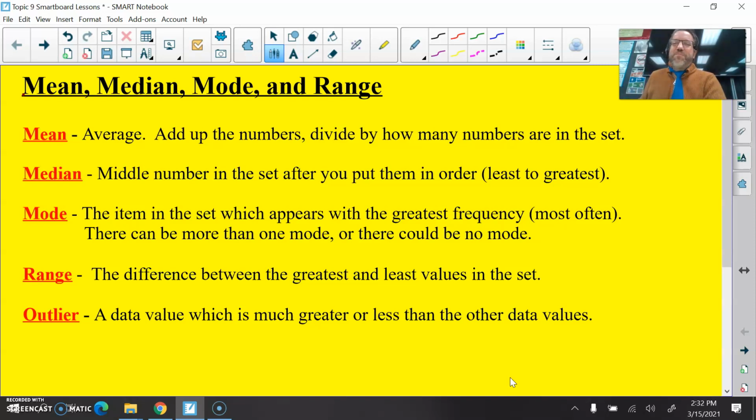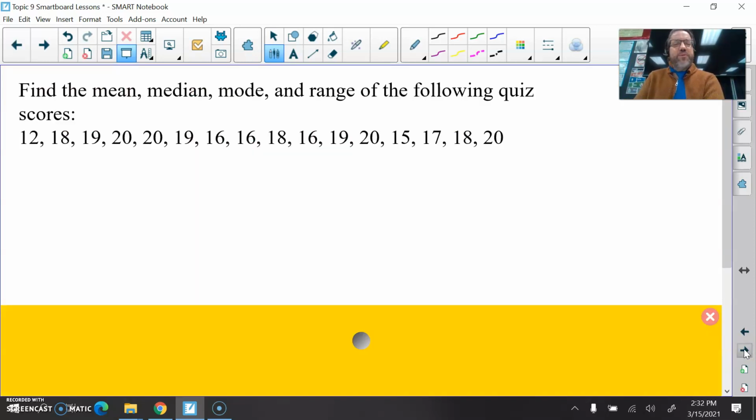Okay, and those are important to identify because they can really throw off your mean or your average in your data set. And it also can really make your range super duper large too. Okay, so let's take a look at an example here.